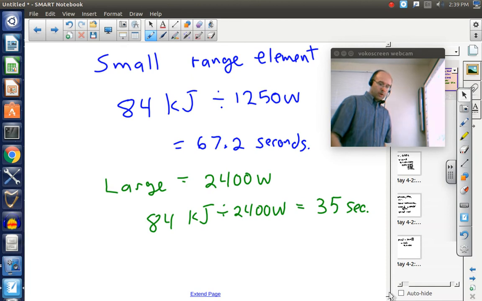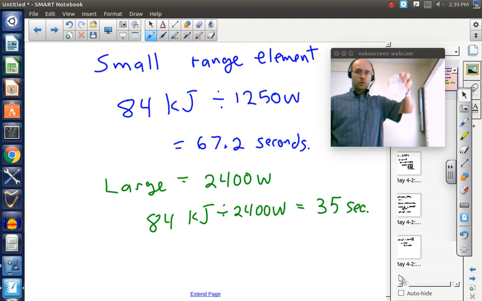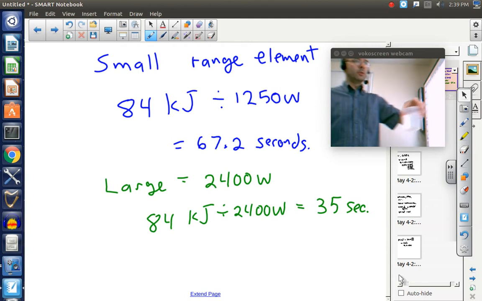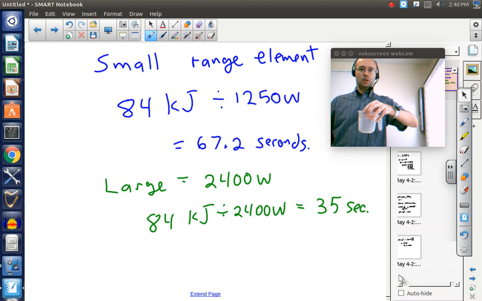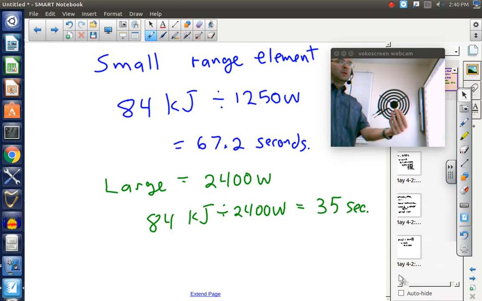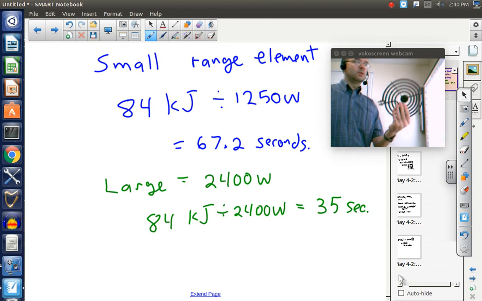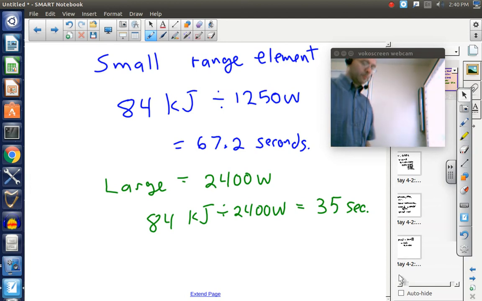So we can use my microwave, 2 minutes to warm this up. Stand so you can see it. If we use the small stovetop element, 67 seconds. And if we use the large element on maximum, I should say, use these all on max, it takes us 35 seconds.